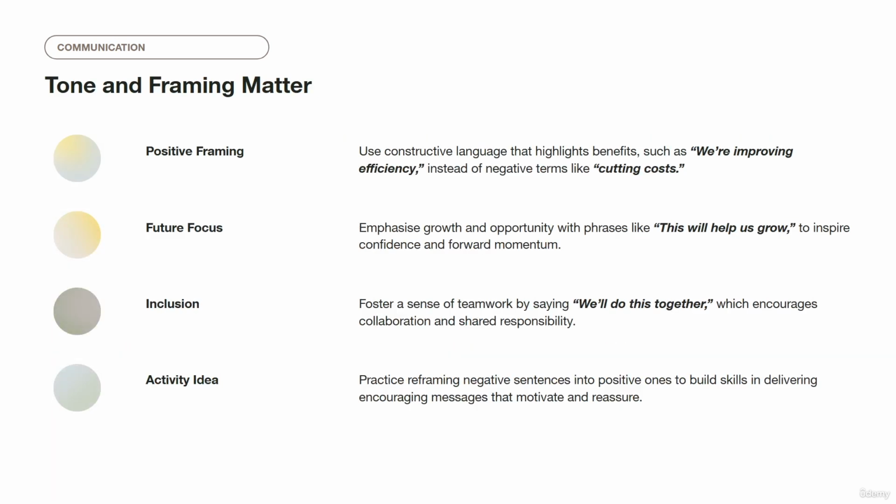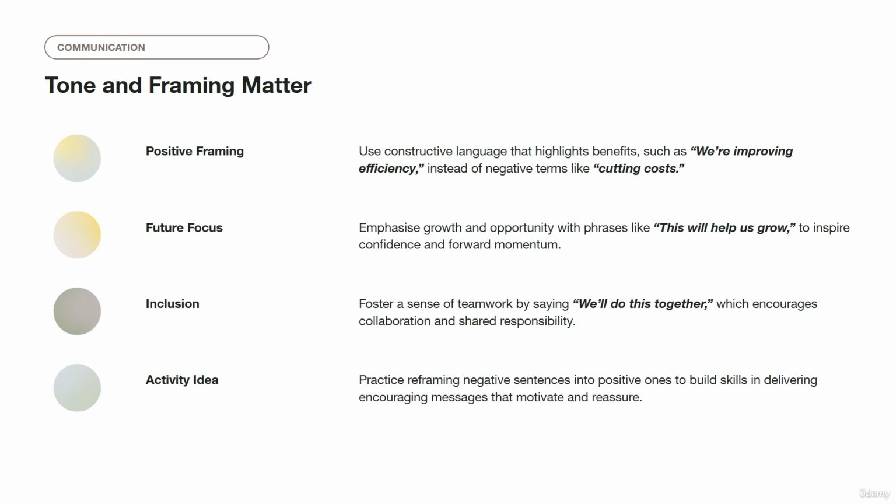Use constructive language that highlights benefits, such as we're improving efficiency, instead of negative terms like cutting costs. They mean the same thing. Literally improving efficiency and cutting costs mean the same thing. But one has a much more positive connotation. One sounds proactive and optimization. The other one sounds like you're responding to an emergency. So it's the same idea but framed in a different way. Positive framing is really important.